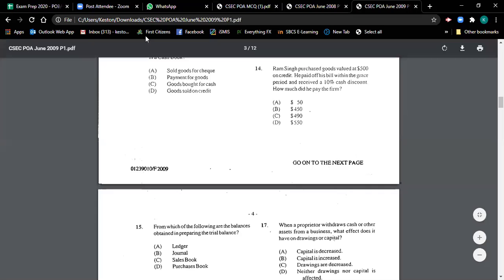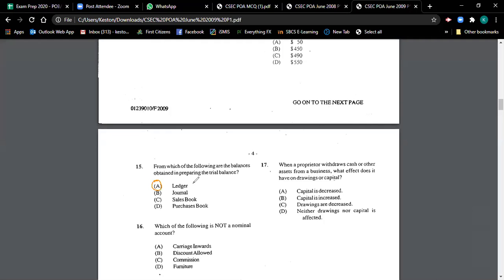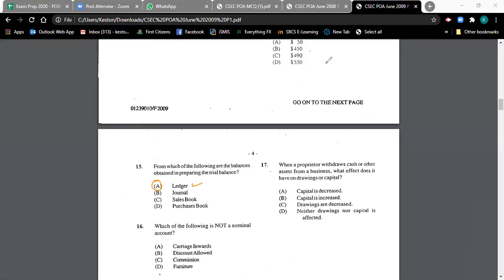15. Which of the following are the balances obtained in preparing the trial balance? Yep, you get them from the ledger. Good. 16. Which of the following is not a nominal account?